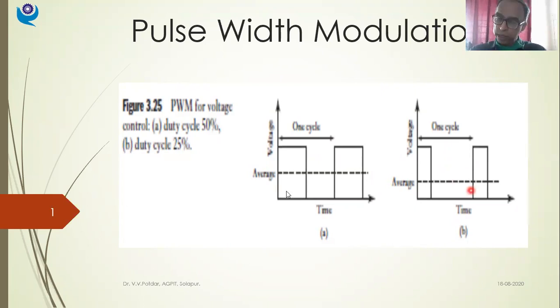So I have changed the width of the pulse, as well as I have taken 1/4 of the cycle of the pulse. So this is called a 25% duty cycle.